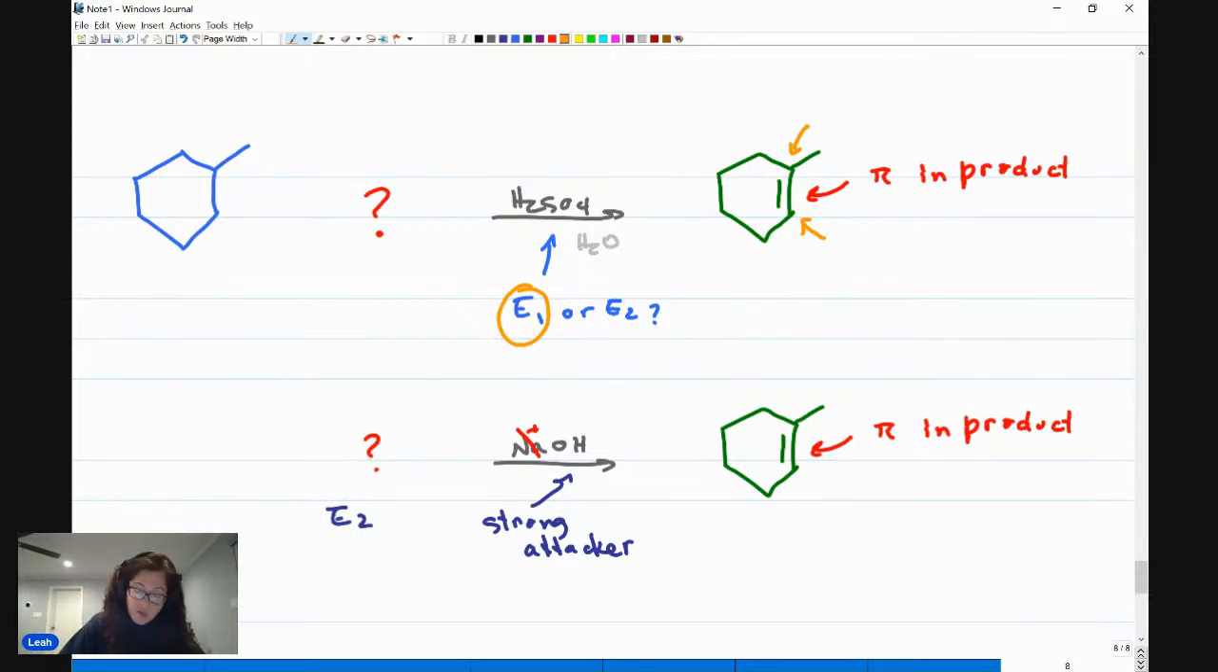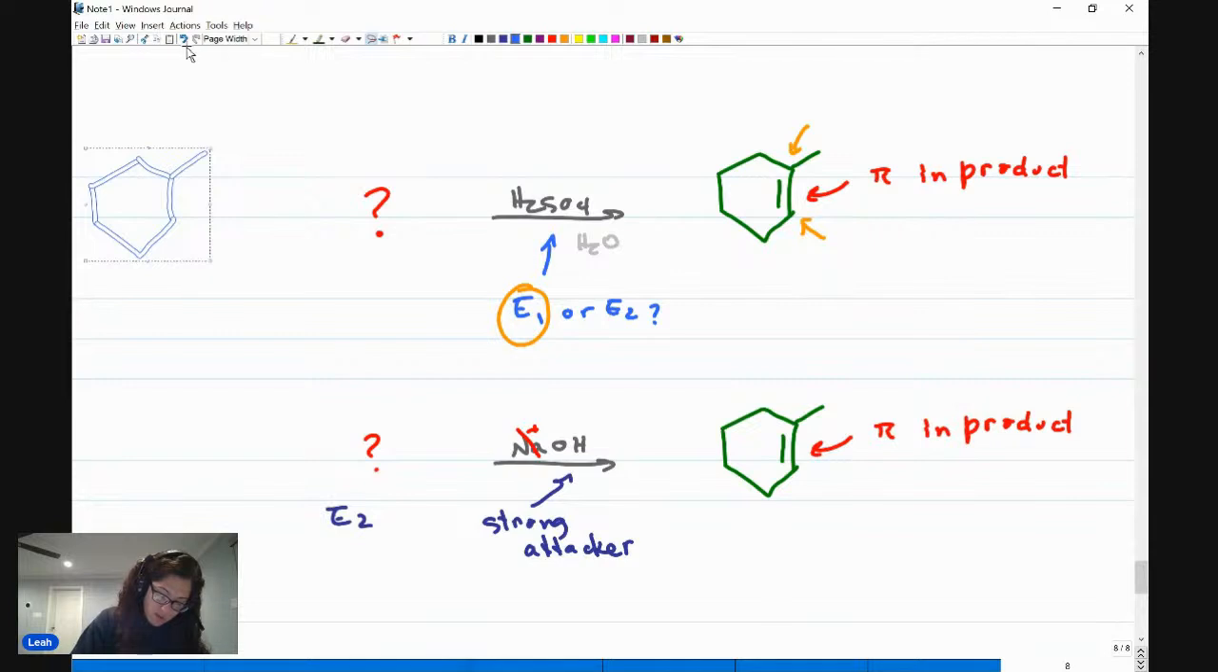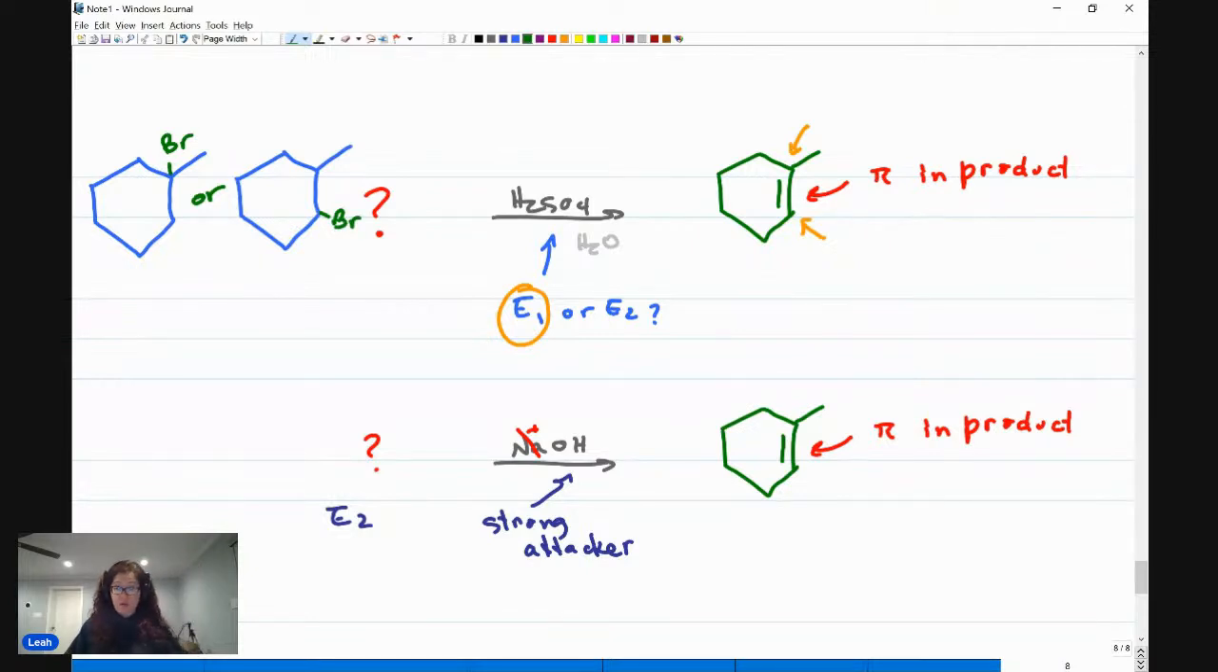Well, I want to consider the fact that Zaitsev's rule means I get the most substituted pi bond. So had I started with a bromine or a chlorine or an iodine here, I would have formed a carbocation, rearrangement, that's fine. Had I started with a bromine right here, same thing. So in this case, it doesn't matter. That means I could have had two starting molecules. So this one or this one, with a bromine leaving group here and a bromine leaving group here.